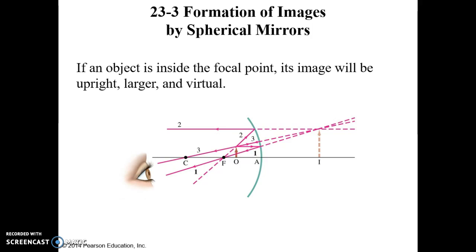Now, if an object is inside the focal point, its image will be upright, larger, and virtual. Whereas before, when the object was in between the center and focal point, the image was inverted, still larger, but also real.